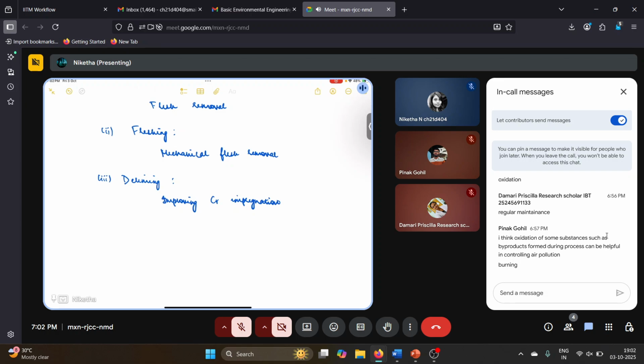So chromium is usually used in dyeing industries to enhance the color and also to improve the texture. So the deliming process will improve the chromium impregnation into the leather, into the dead skin. And then there is tanning. So here chrome sulfate is added. Chrome sulfate is the chromium salt which is used for this process.